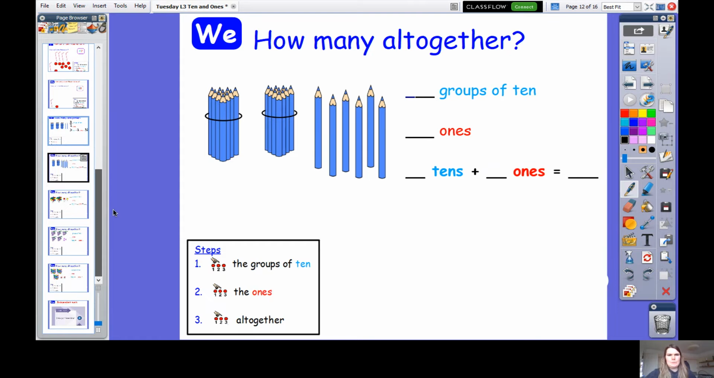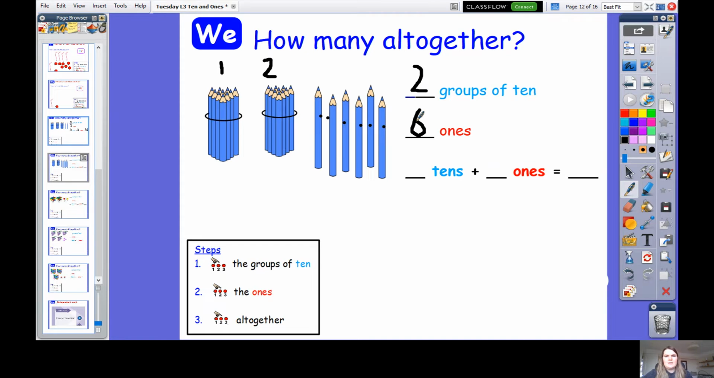What could I do? Firstly, I need to group my tens. How many groups of 10 do I have? 2 groups of 10. Absolutely. How do you know I have 2 groups of 10? Because you counted the ones that were grouped together. Very good. I've got 1, 2. Fantastic. How many ones do I have? 6. Let's count, make sure. 1, 2, 3, 4, 5, 6. So I have 6 ones.